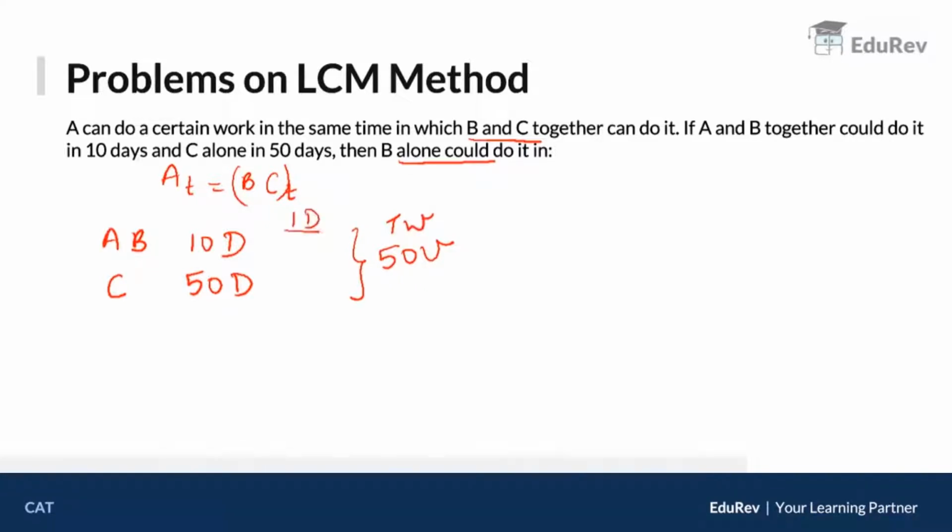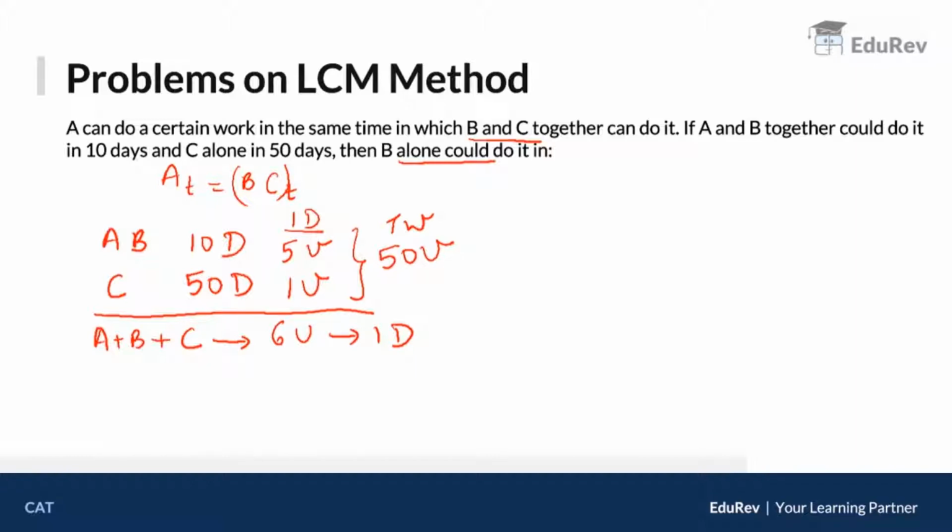Now let's talk about one day. A and B take 10 days to do 50 units. In one day they will do 5 units. Okay? C takes 50 days to do 50 units. So in one day he will do 1 unit. So if I talk about all of them together, A plus B plus C, these guys do 6 units in one day.